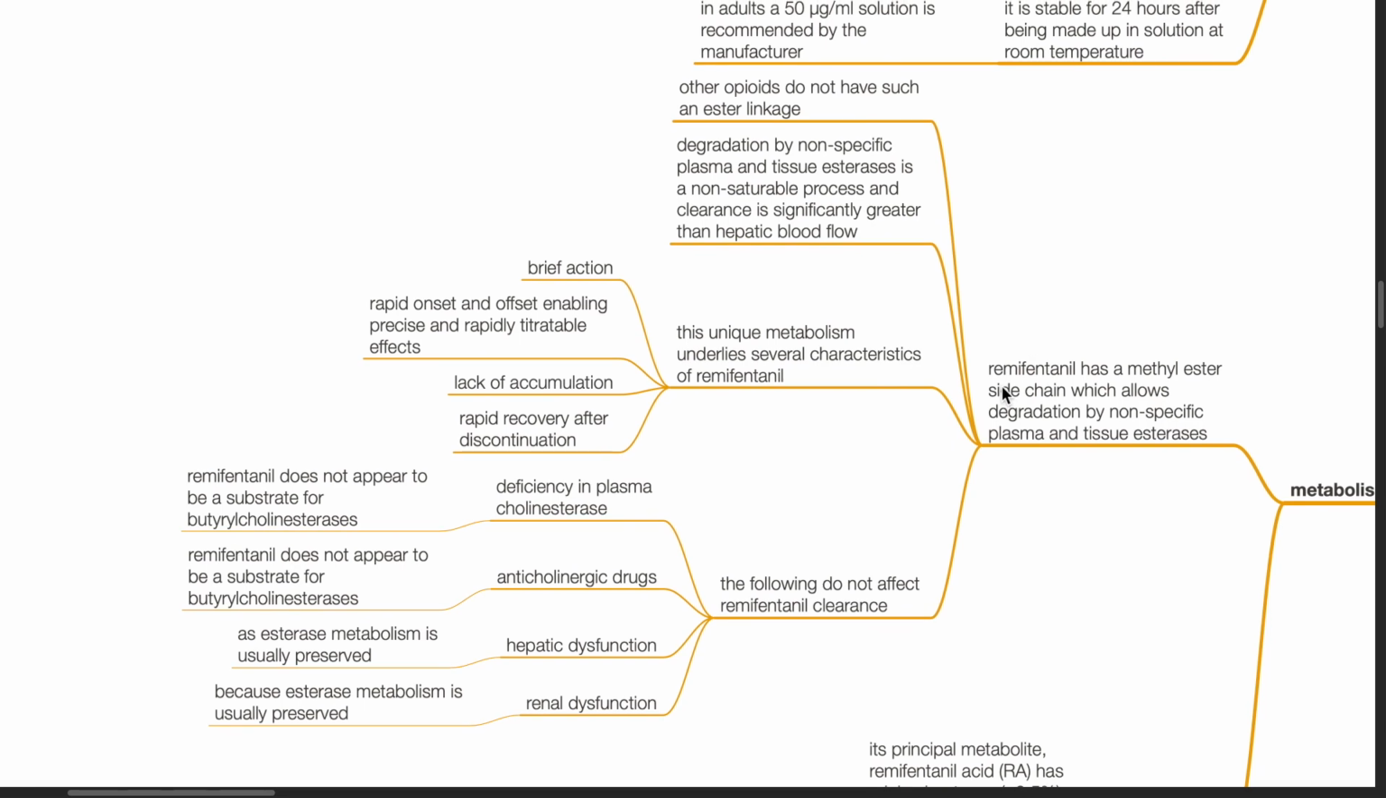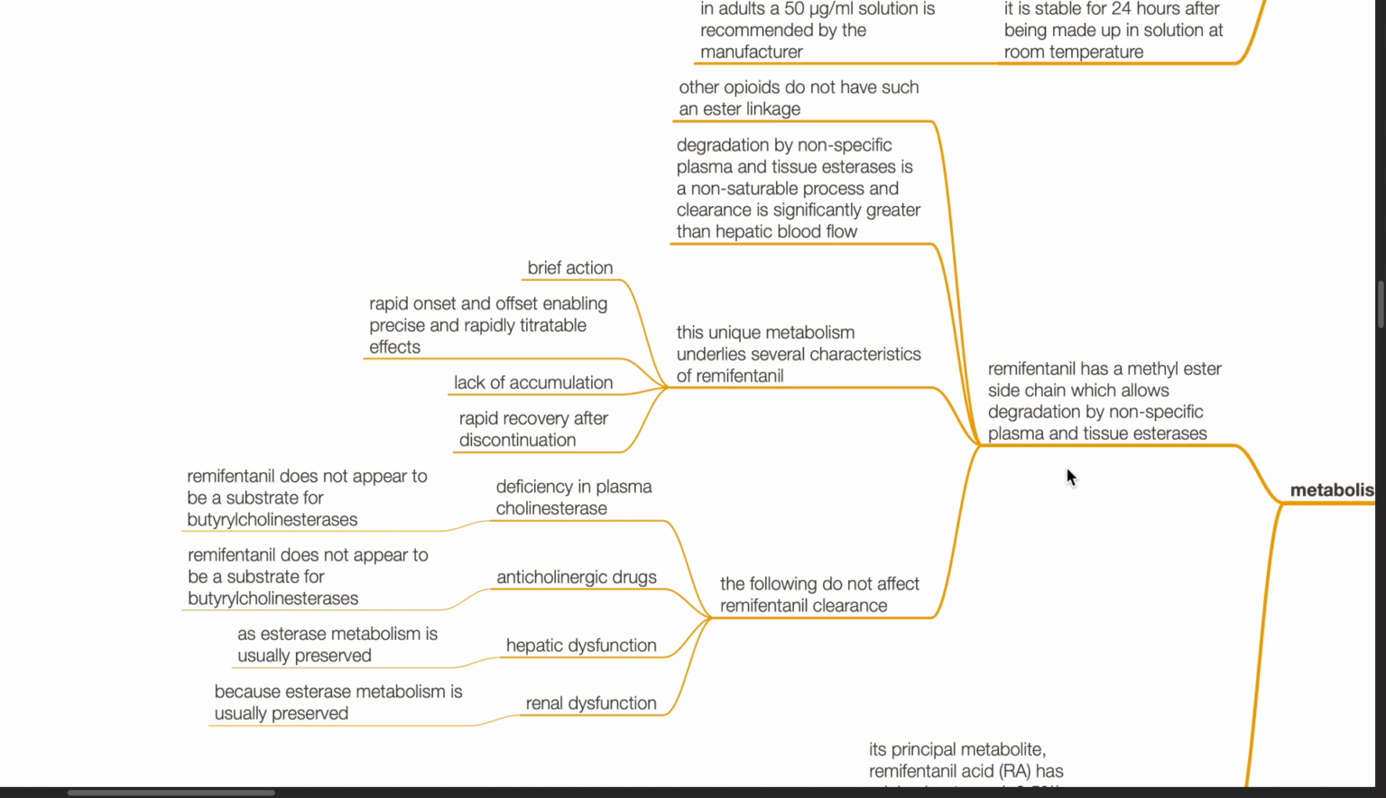Metabolism. Remifentanil has a methyl ester side chain, which allows degradation by non-specific plasma and tissue esterases. Other opioids do not have such an ester linkage. Degradation by non-specific plasma and tissue esterases is a non-saturable process, and clearance is significantly greater than hepatic blood flow. This unique metabolism underlies several characteristics of remifentanil, such as its brief action, rapid onset and offset, enabling precise and rapidly titratable effects, lack of accumulation, and rapid recovery after discontinuation.